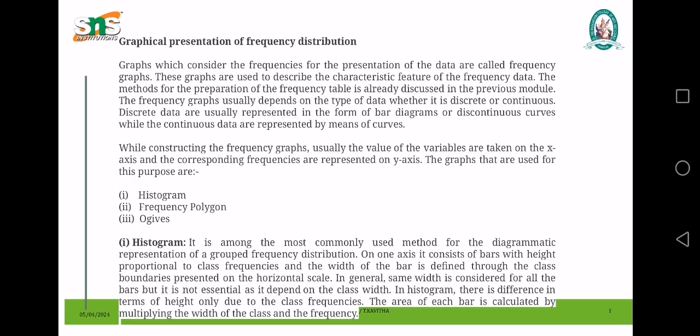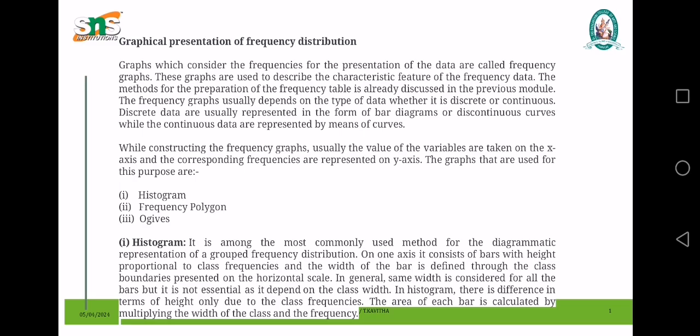The methods for the preparation of the frequency table were already discussed in the previous module. The frequency graphs usually depend on the type of data, whether it is discrete or continuous. Discrete data are usually represented in the form of bar diagrams or discontinuous curves, while continuous data are represented by means of curves. While constructing the frequency graphs, usually the values of the variables are taken on the x-axis and the corresponding frequencies are represented on the y-axis.